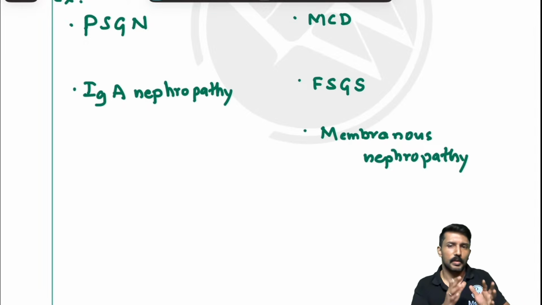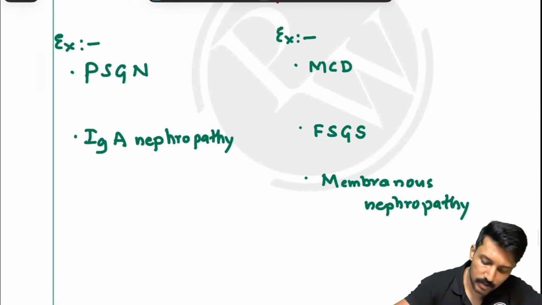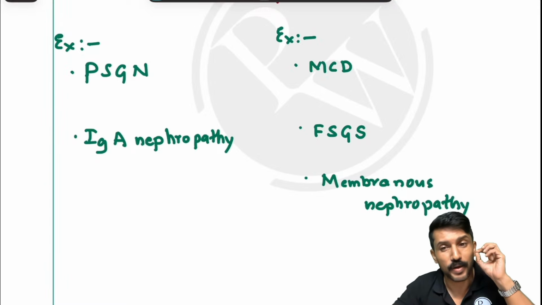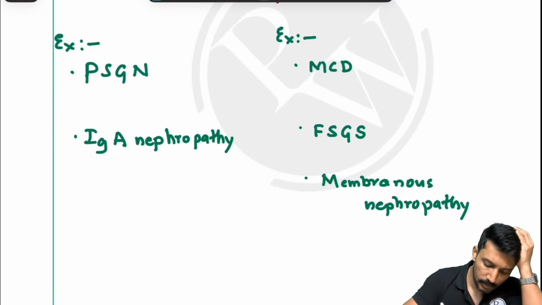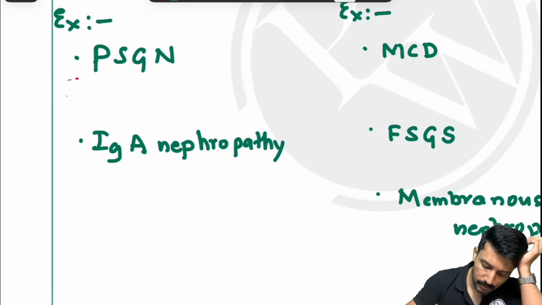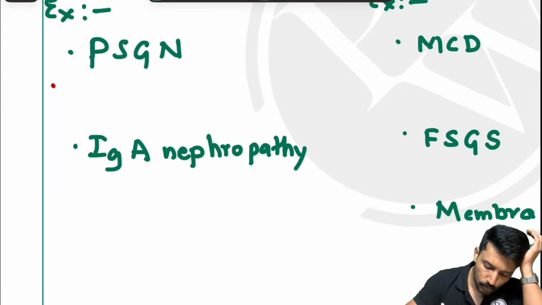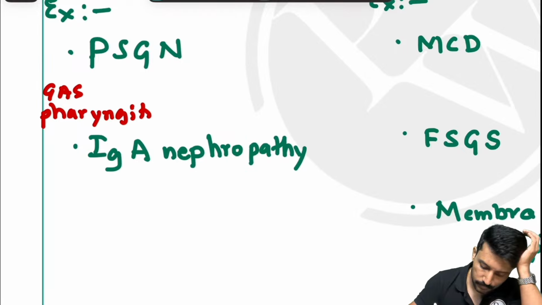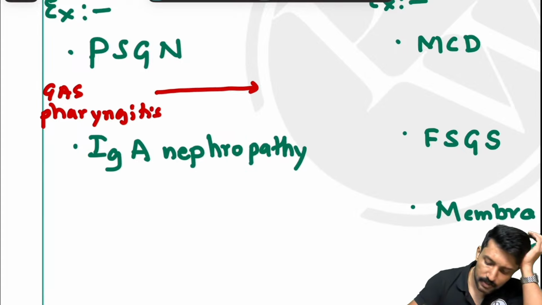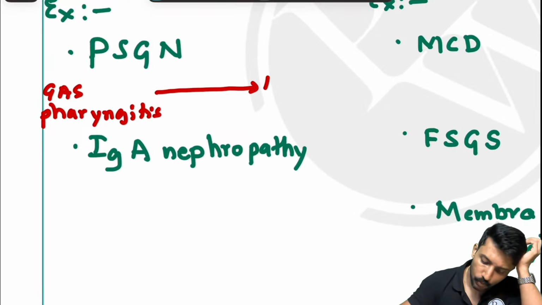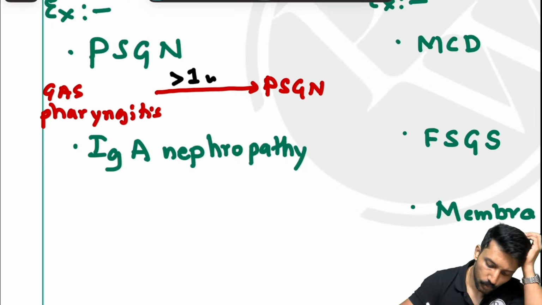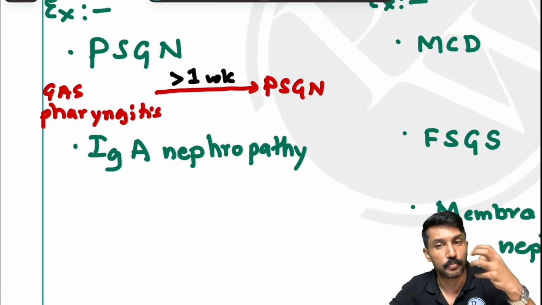So I'll give you a few extra points to recognize these diseases. PSGN typically happens after group A streptococcal pharyngitis. Because it is an infection trigger disorder, you will have GAS pharyngitis followed by that. Usually it takes more than 1 week, usually 2 to 3 weeks, but at least 1 week, for the patient to develop post-streptococcal glomerulonephritis.